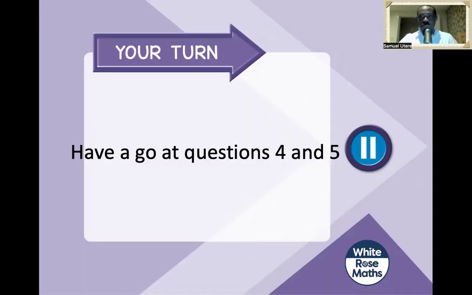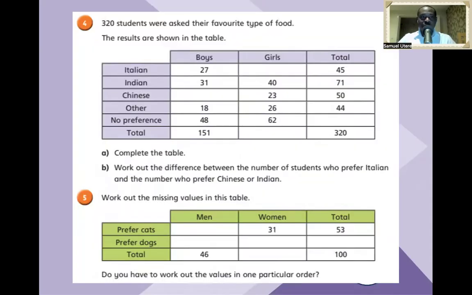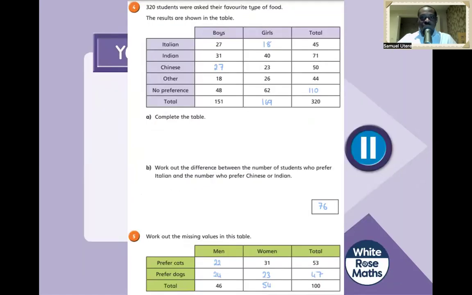It's now time for you to practice what you've learned. We have just learned about two-way tables. So here you go. Pause the video and answer questions 4 and 5 in 4 minutes. So assuming you've paused the video and you've answered questions 4 and 5, here are the answers. You can mark your work and celebrate your success. Really well done. So I'm sure you now see how we complete two-way tables.